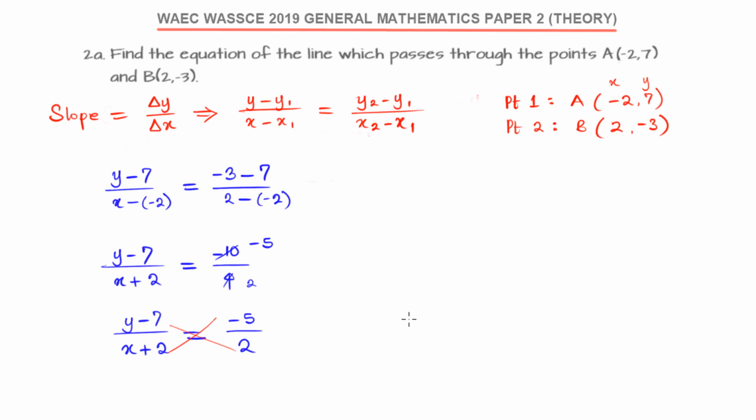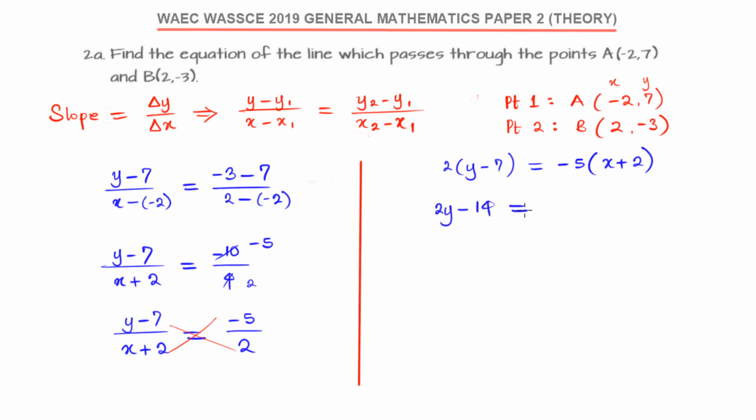Let me divide our board. So if you cross multiply, we are going to have 2 multiplied by y minus 7 is equal to minus 5 multiplied by x plus 2. Okay, so let's open up the bracket. 2 times y is 2y. 2 times minus 7 is minus 14. Minus 5 times x will give minus 5x. Minus 5 times 2 will give minus 10.